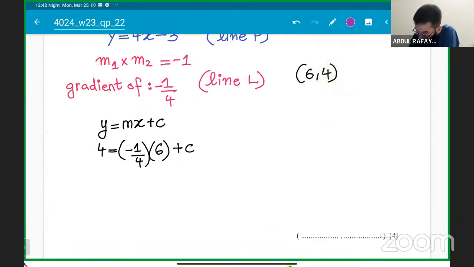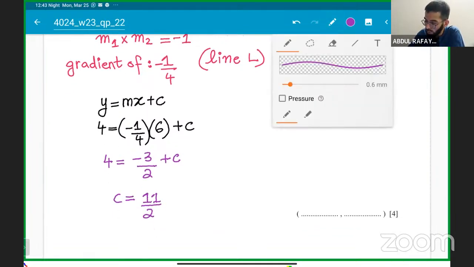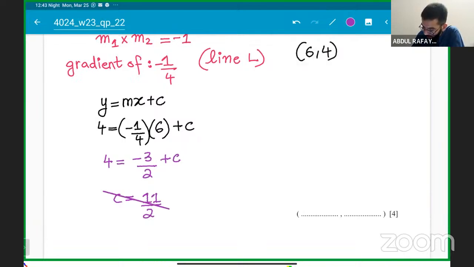First find the constant. So 4 = -2 plus c, since 3 twos are 6 and 2 twos are 4. So the value of c will be 4 + 1.5, that is 5.5, so the c value is coming 5.5. Here we go students, and let's take 11/2, which is better. So we have got the equation.